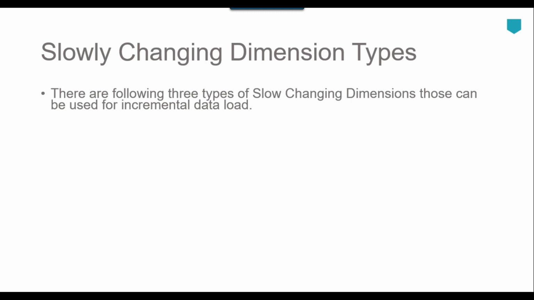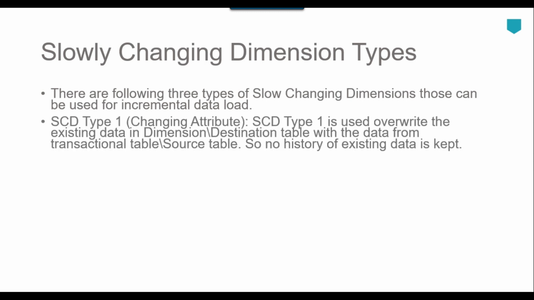So there are three types of slowly changing dimensions, and those can be used to load the data to the dimension tables. The first type of loading the data to the dimension table is SCD type 1, which is also called changing attribute. SCD type 1 is used to override the existing data in the dimension table with the data from the transactional table. So no history of the existing data is kept, data is actually overwritten.